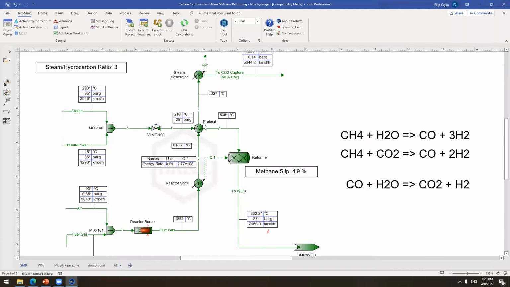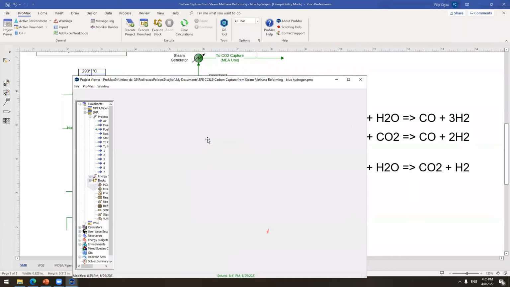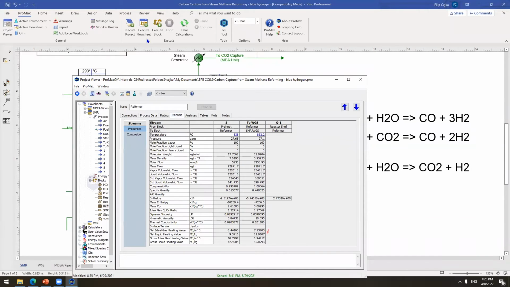So here we have the preheaters, and when it's preheated, it goes to the reformer. That's the mixture of the steam with natural gas. In the reformer, if I click on that, it's just a simple Gibbs minimization reactor with some pressure drop and some bypass fraction. But I would like to look at streams here to give you a better view of what's happening inside.